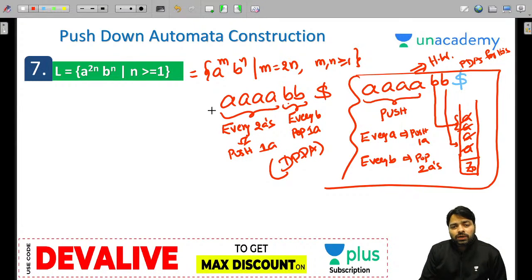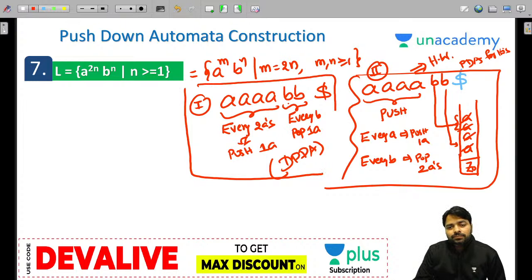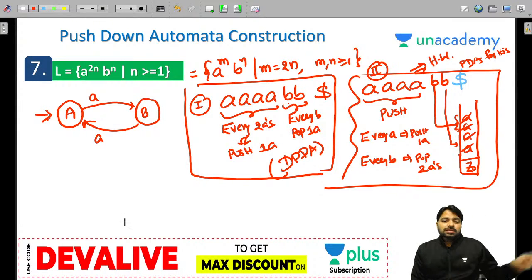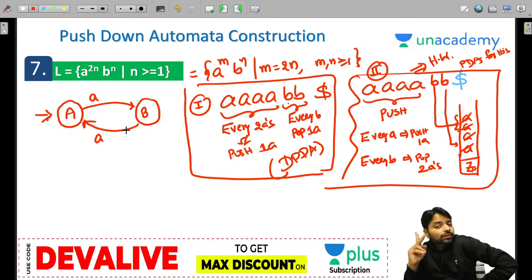Okay, now let's look at this one. This is logic 1. This is logic 2. Logic 2 we are designing. How to design that? Same problem. Sorry, the logic is changed. Every 2 A's, what you have to guarantee? Push 1 A. So first A, skip, and second A, push. There are 2 A's; make a cycle. First A push, second A skip. Or first A skip, second A push. You have 2 ways. Anything is fine.